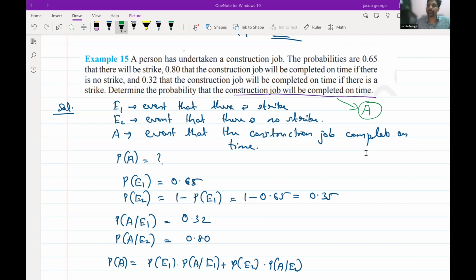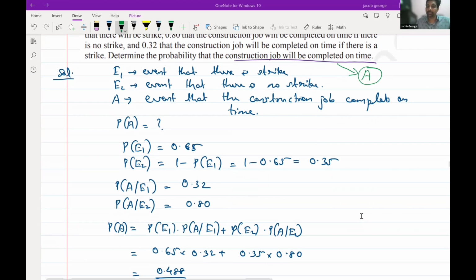Finding P of A, what is this, total probability or Bayes theorem? Total probability. And we know the total probability formula: P of A is equal to P of E1 into P of A given E1 plus P of E2 into P of A given E2. So we have to get these four factors.